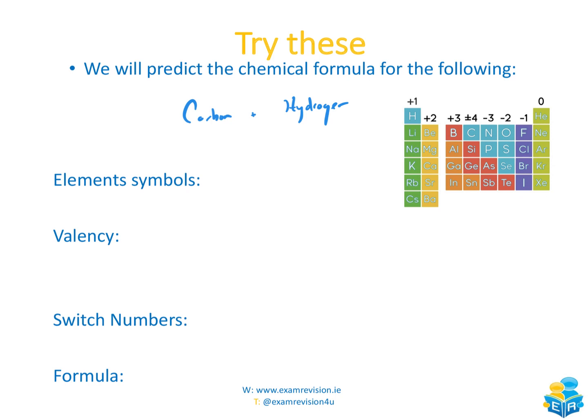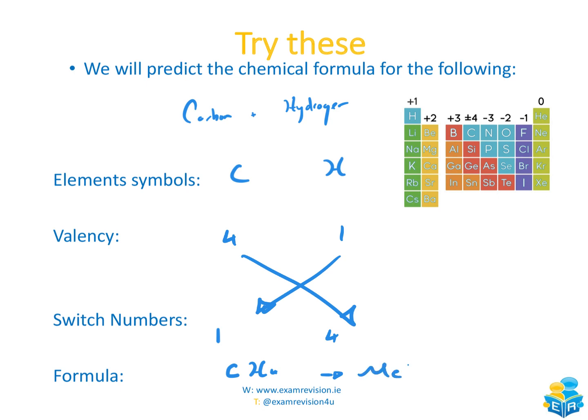So another example here, we have carbon and hydrogen. Carbon is C, hydrogen is H. If we have a look at the valency, carbon is 4, hydrogen is 1. We're going to switch the numbers, and we get 1 C, so you can just write C, and then we're going to have 4 H's. And that there is actually methane. So if you ever see CH4, that's methane gas.